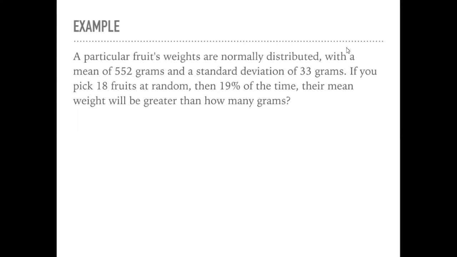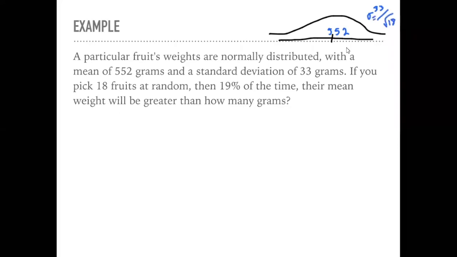of our fruit. So we're thinking, okay, we have a normal distribution, and what would be our mean for our sample means? Well, we can use the central limit theorem here, because we're starting with the fruits' weights being normally distributed. So even though we have a small sample size, we can use the central limit theorem. So we're saying that our mean is 552, the standard deviation 33 over the square root of 18.